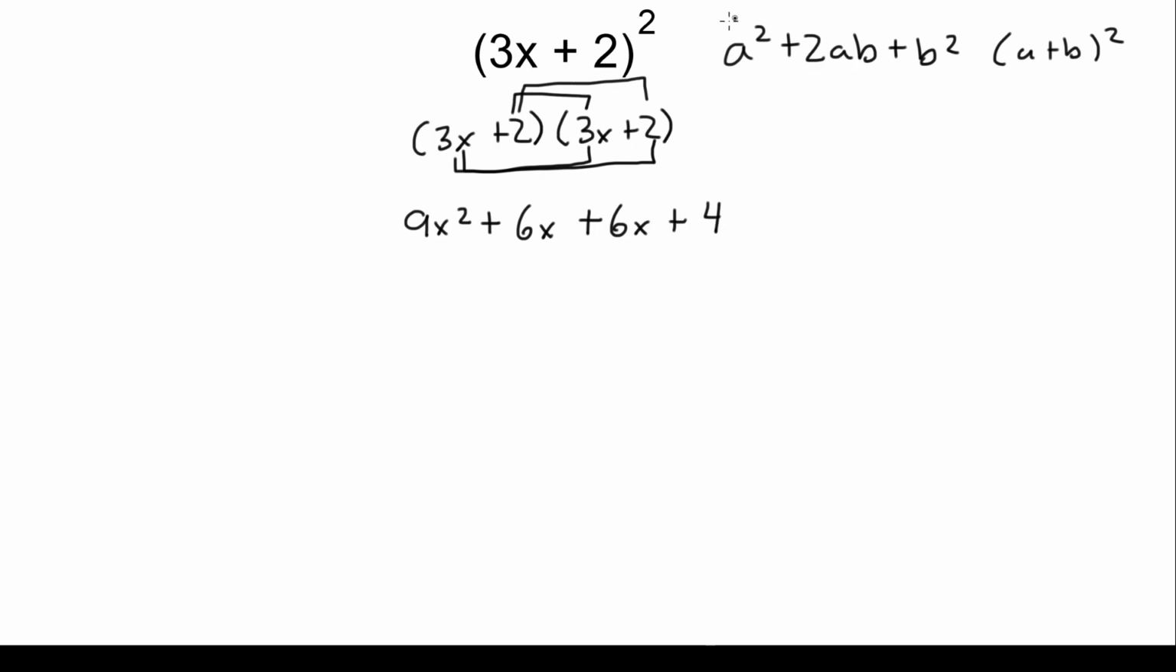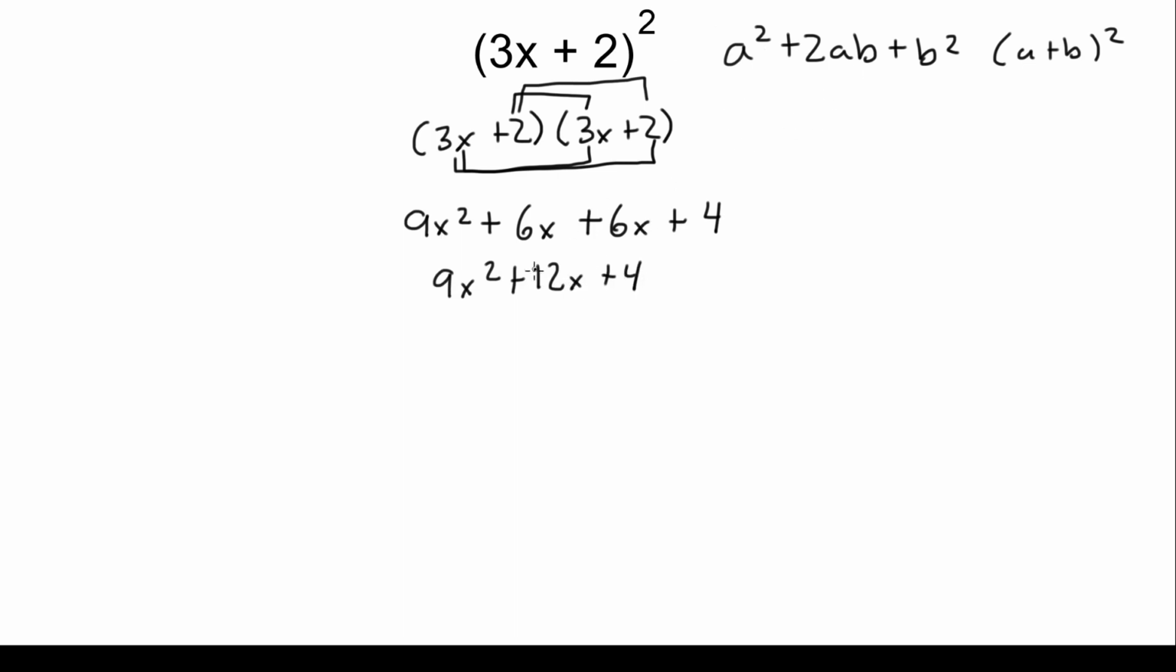So now you can see how we're getting this equation because we multiplied the a's together and we got this term. We multiplied the b's together at the end and got this term. And then we did this equation twice, which is how we got the 2 times a times b. And so then we add this together and we get 9x squared plus 12x plus 4.